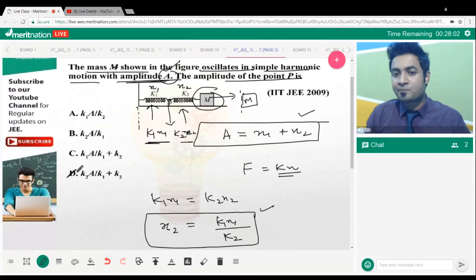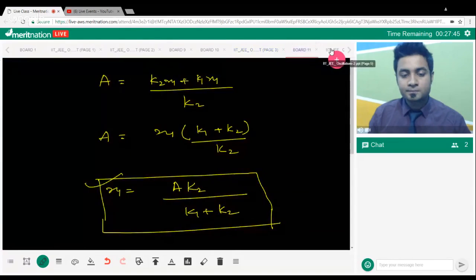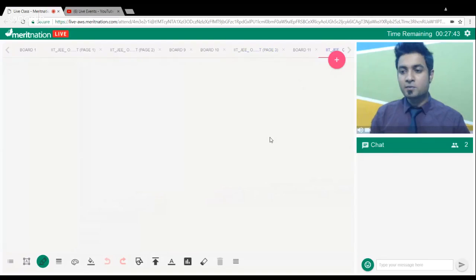Okay guys, any doubt as far as these two questions are concerned? These are questions that were asked in the JEE last year. So just have a look, guys. Okay, now I'm taking up one more question here, just a moment.